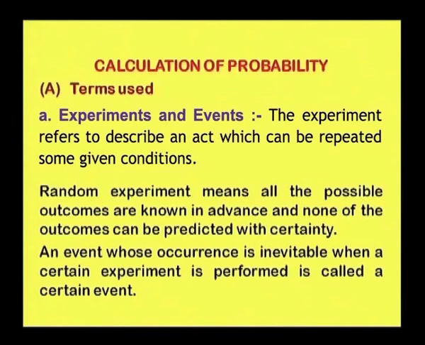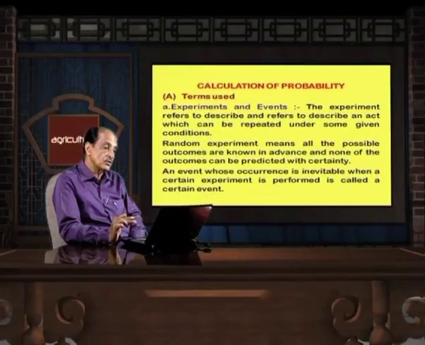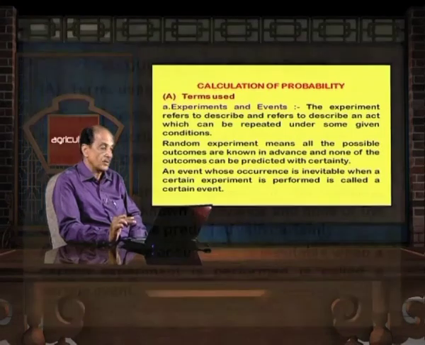The experiment refers to an act which can be repeated under some given conditions. Now, there is the random experiment. It means all the possible outcomes are known in advance and none of the outcomes can be predicted with certainty. Whenever we talk of a random experiment, there is a possibility of occurrence of any event, and that is known in advance by the person who conducts the random experiment.